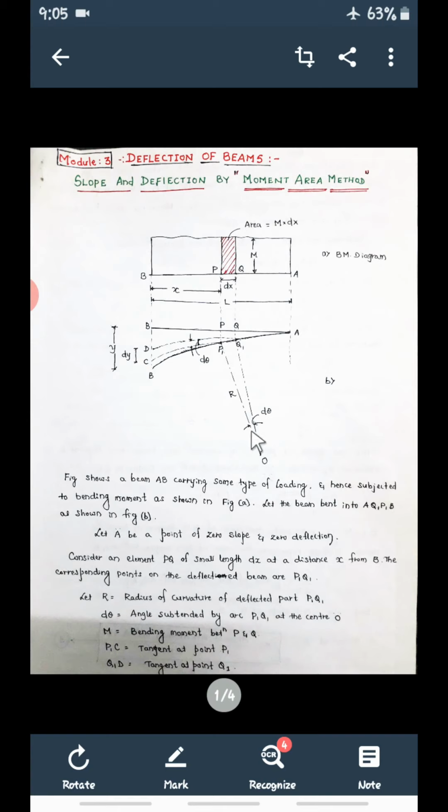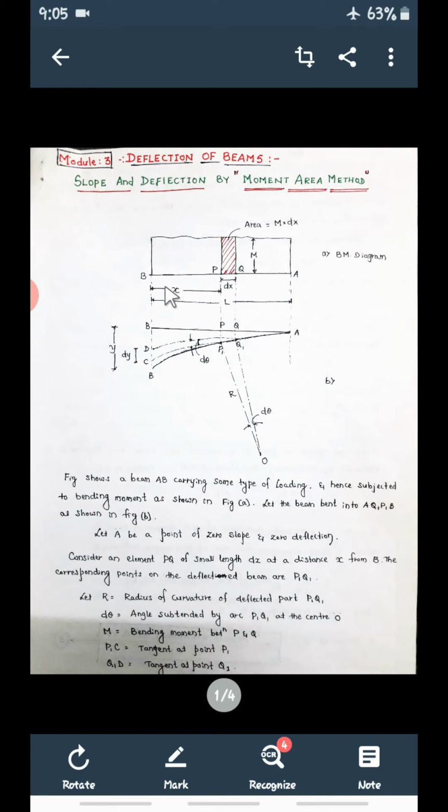Then d theta: see this d theta, the angle between these two. d theta will be the angle subtended by this arc. So this angle will be d theta. Next, M will be the bending moment.